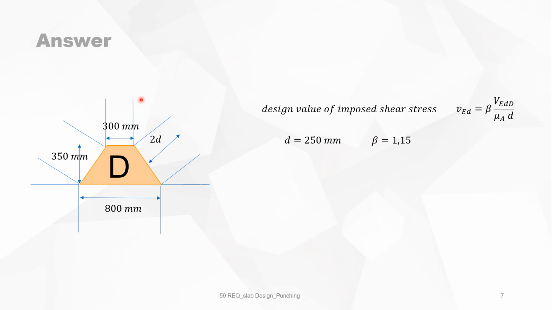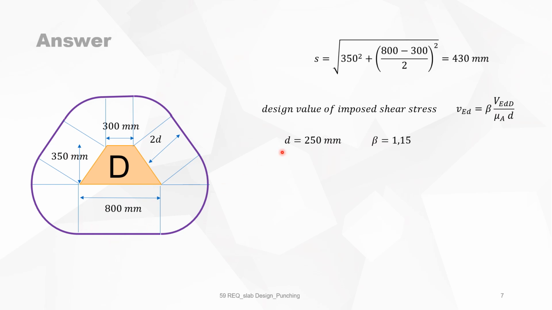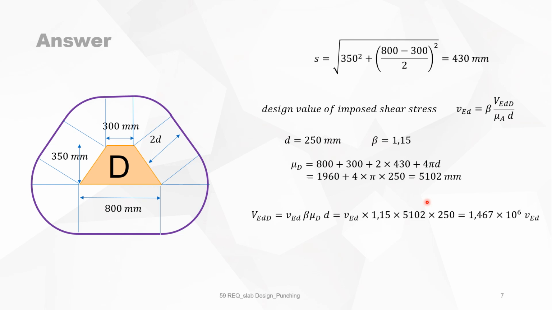And from this point to this point, it's a part of a circle. But because you're turning around 360 degrees, all those 4 parts together make the circumference of a complete circle. So what we need now is this distance, which is of course equal to 430 millimeters. So u_D is then equal to 5,102 millimeters. And the total force that can be taken is then equal to 1.467 10 to the 6th v_Ed.